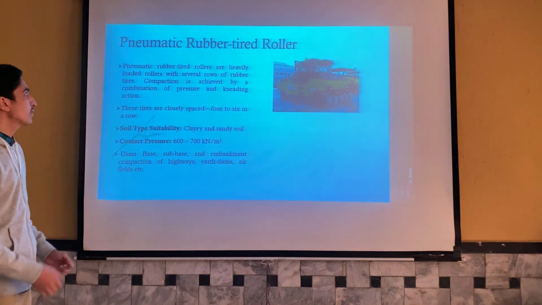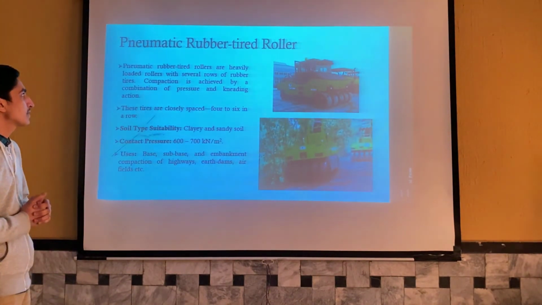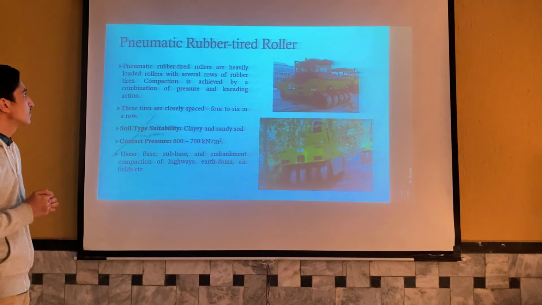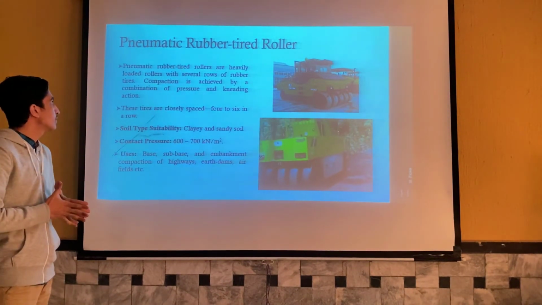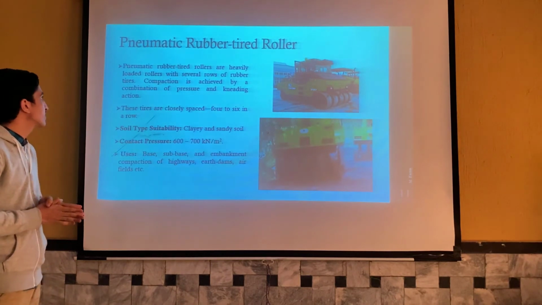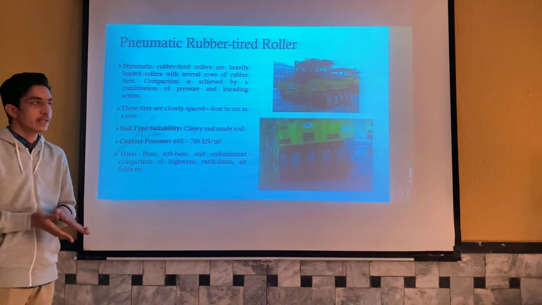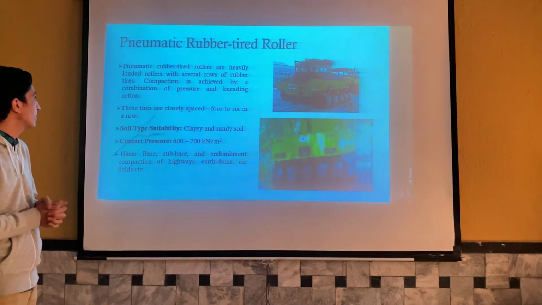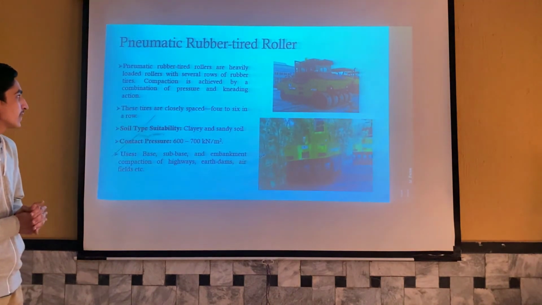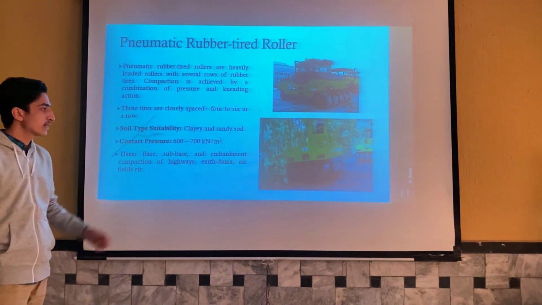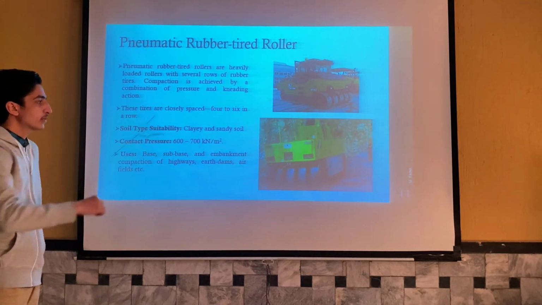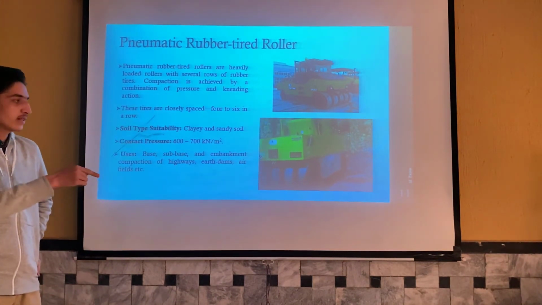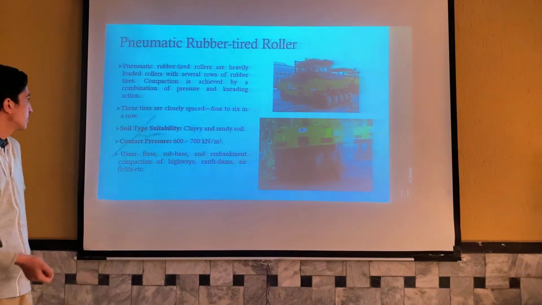Next one is the pneumatic rubber tire roller. These rollers are heavy and consist of rubber tires, and the compaction is achieved by a combination of pressure and kneading action. These tires are closely placed, as you can see in the video, and the back tires follow the places which are not touched by the front ones.